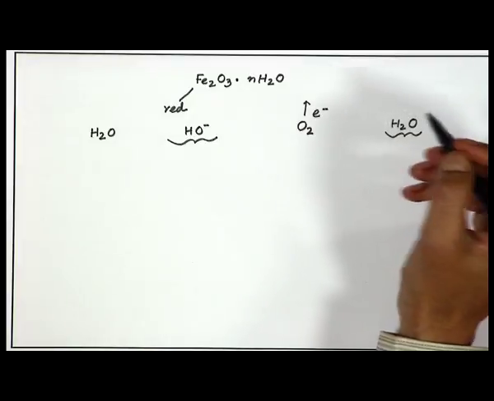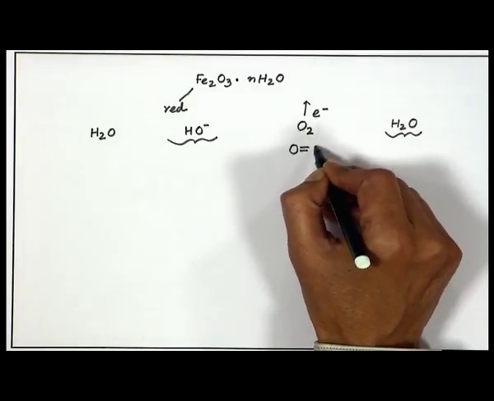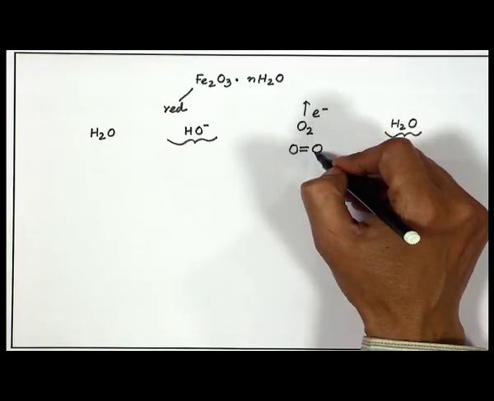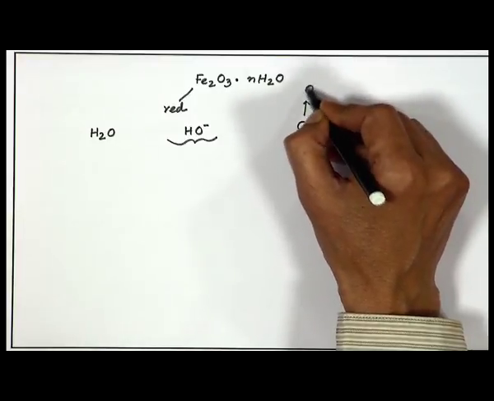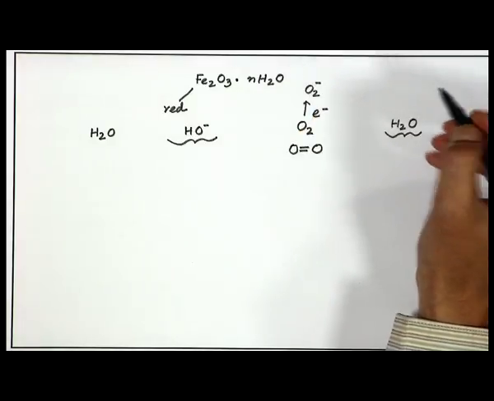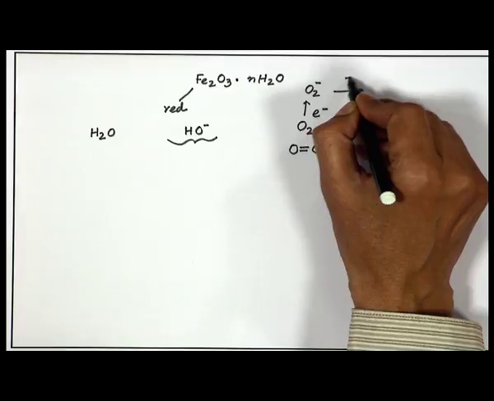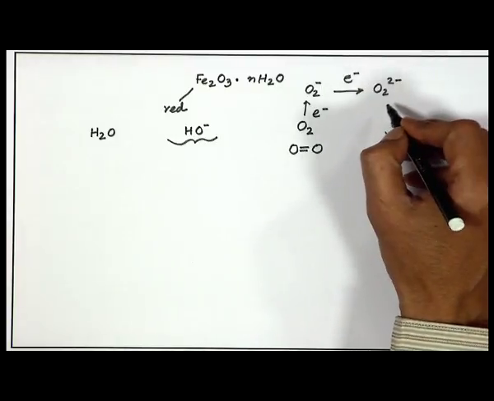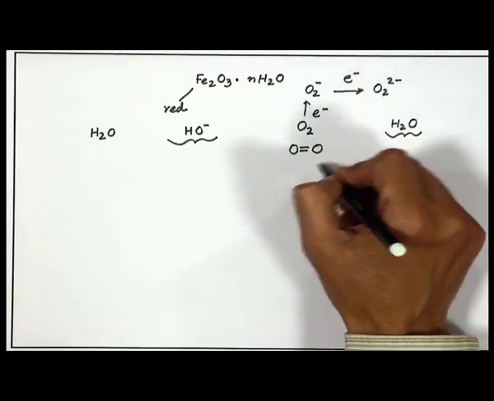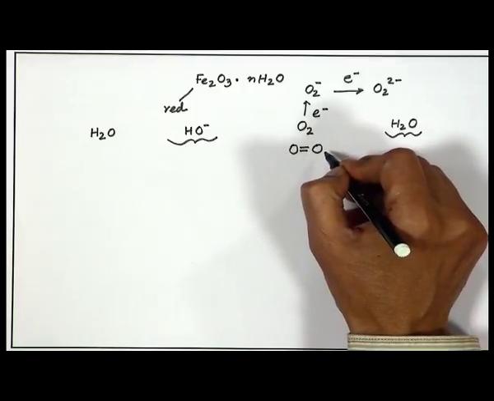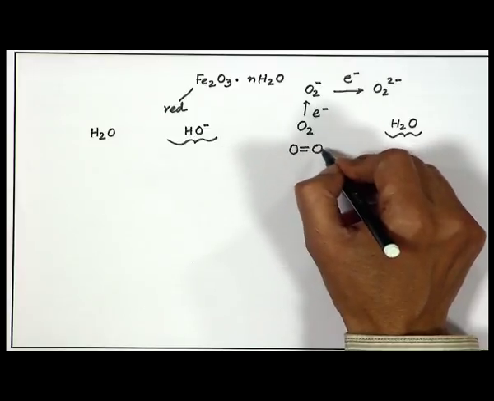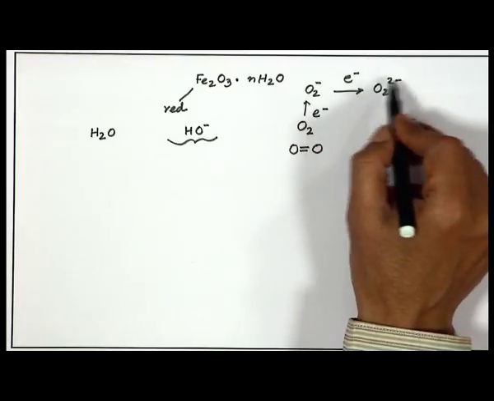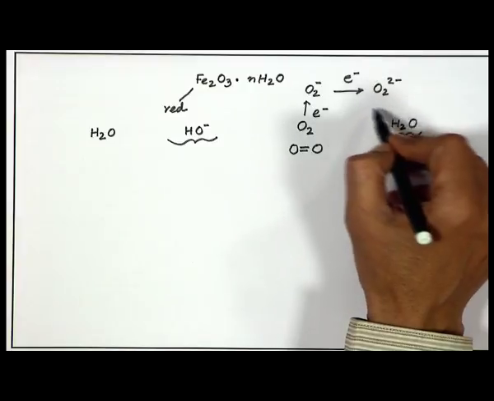O2, we all know the standard bonding picture, is a typical diatomic molecule. If it takes one electron, it goes to O2-. That species we all know, and if it accepts another electron, it will be O2 2-, which is nothing but the peroxide anion. So, there will be a change in the bond order, from a double bond character between O and O to a single bond character in the peroxide.